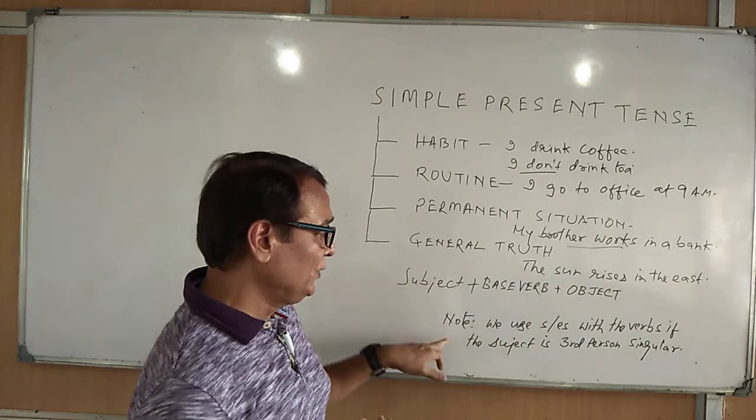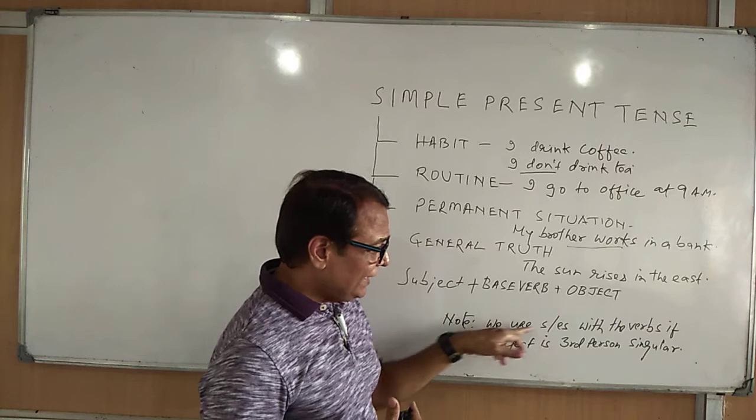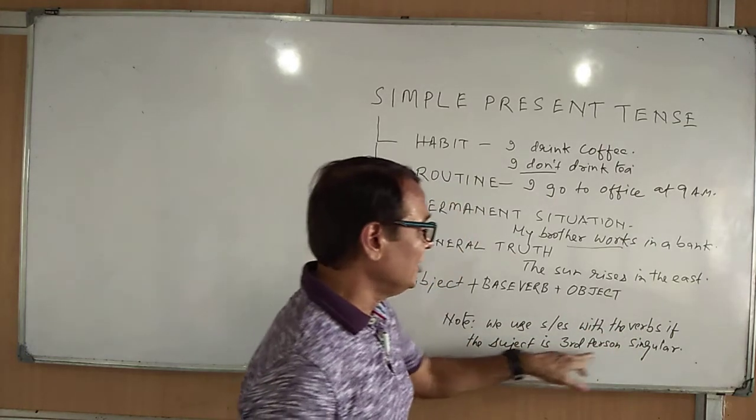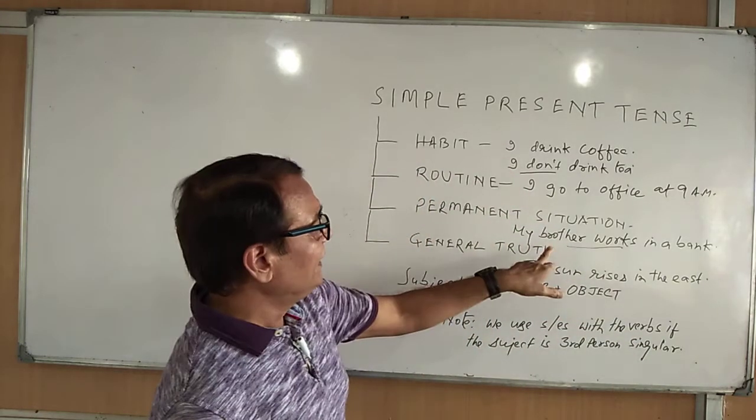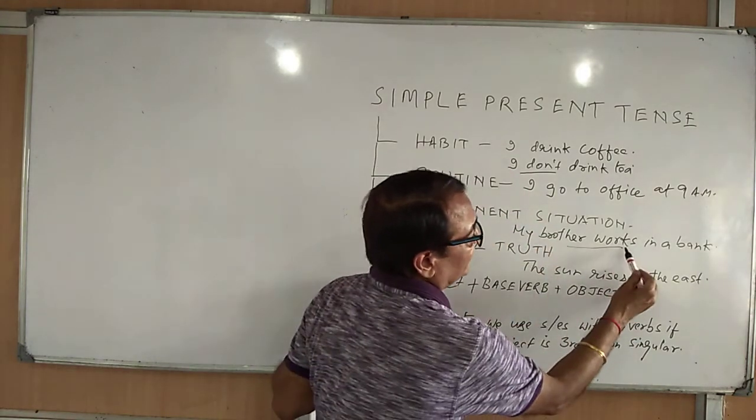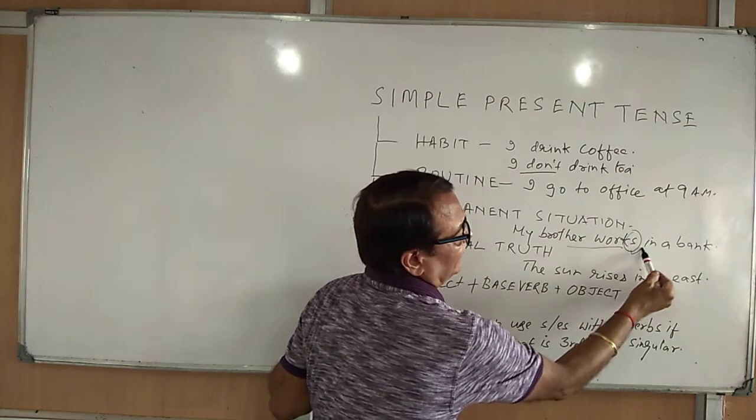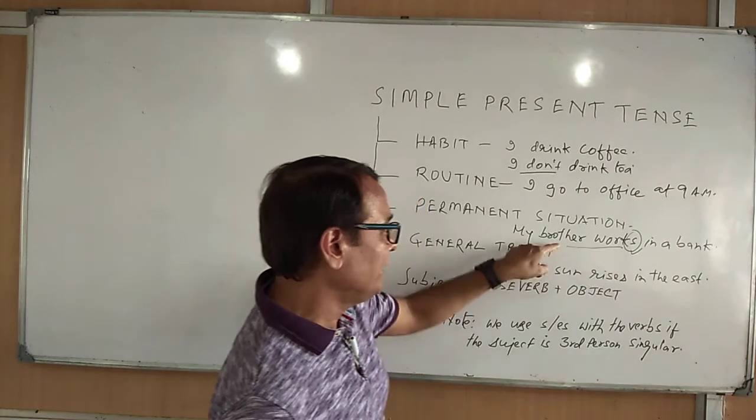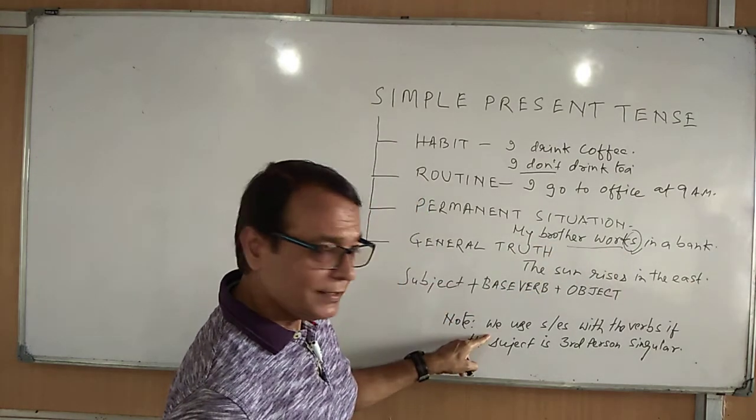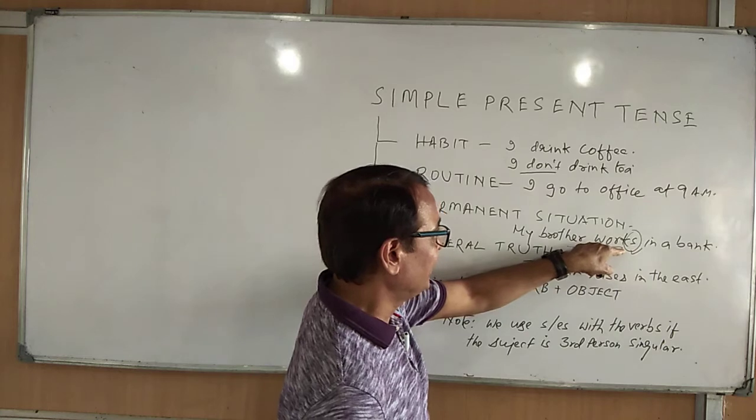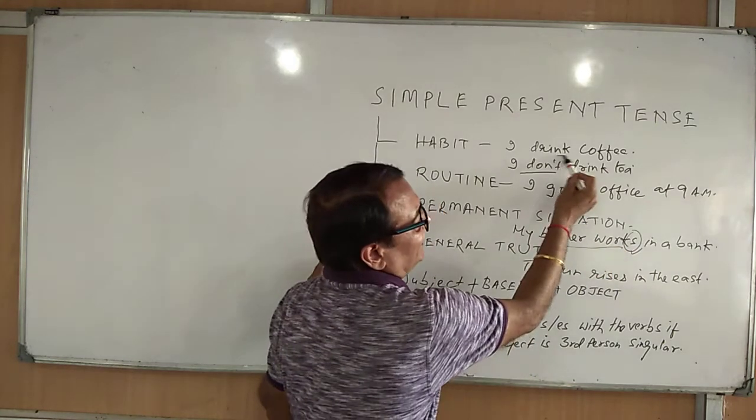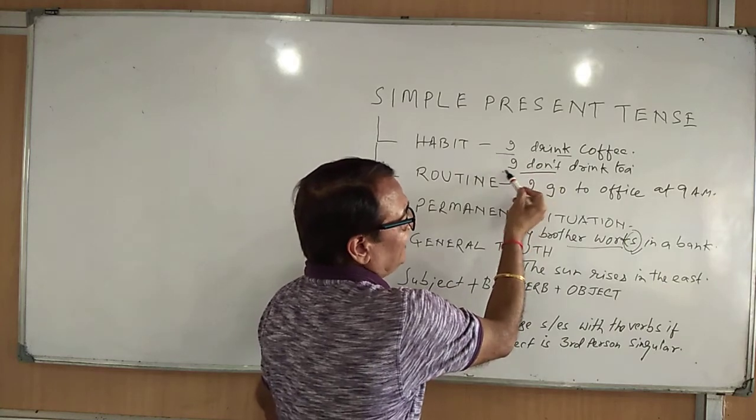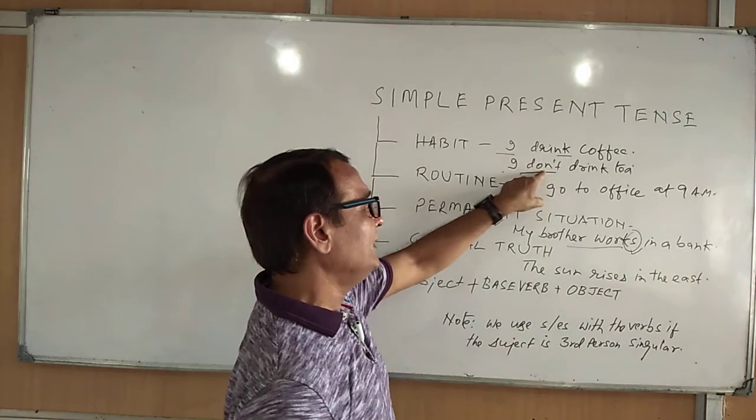Here it is to be noted that we use s or es with the verbs if the subject is third person singular. Here you see, I have written my brother works and put an s here, right? I have written my brother works because my brother is third person singular, and that's why I am using s here, right? Here I am not using any s because it is first person singular, and this is a negative sentence. In negative sentences we are using don't.